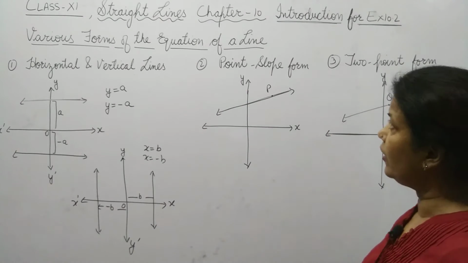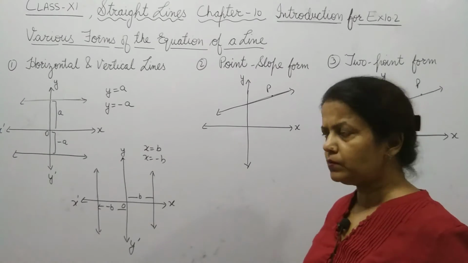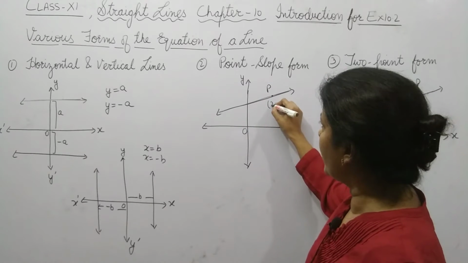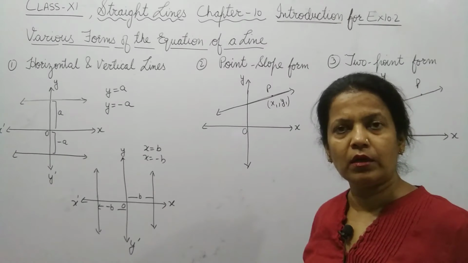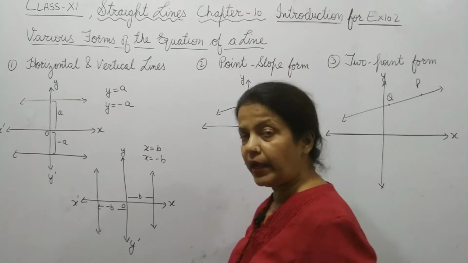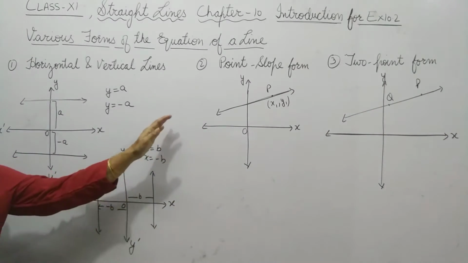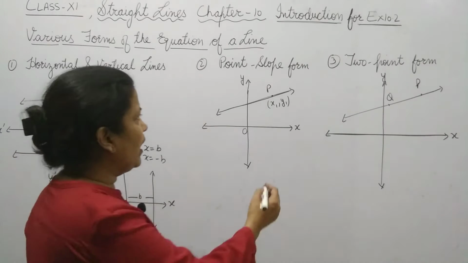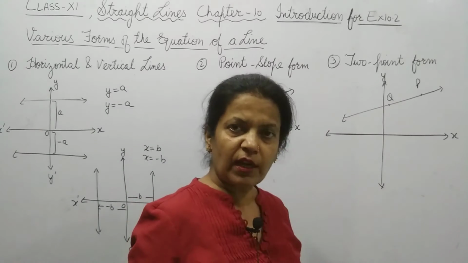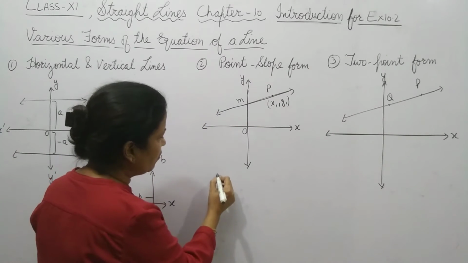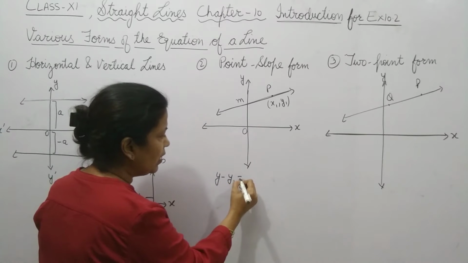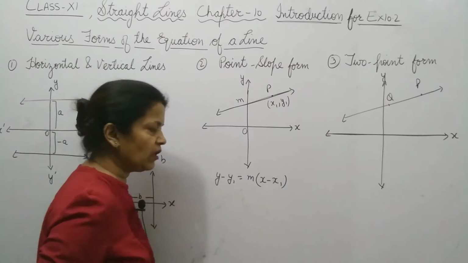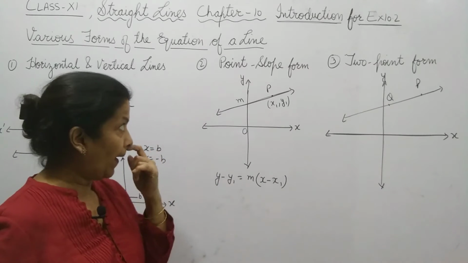Second case, point slope form. On a given line, one point, let the point be P, whose coordinates are x1, y1. Then what will be the equation of the line in this case, point slope form? Having the slope as m, this line having the slope m, then the equation of the line will be y minus y1 equal m, having a slope m, multiplied by x minus x1. Is it clear?